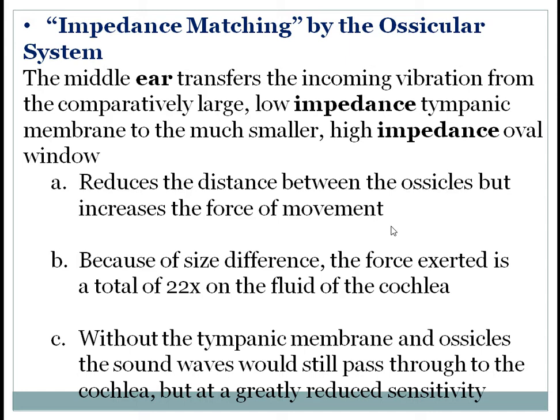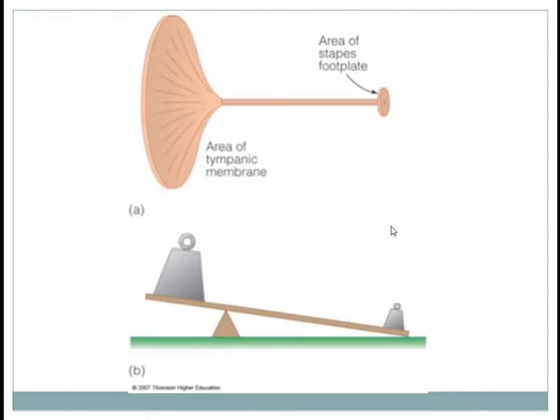To have a very fine sound perception, you need this impedance matching by the ossicular system, so that from the huge area the sound waves come to the very much smaller area of the oval window. This is a comparison of the tympanic membrane and the area of the oval window. You can see a huge area of the tympanic membrane, and this is just for comparison: a huge area here, while a very small one at this end.